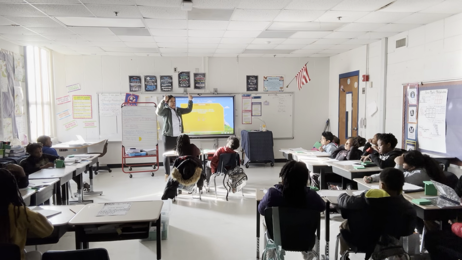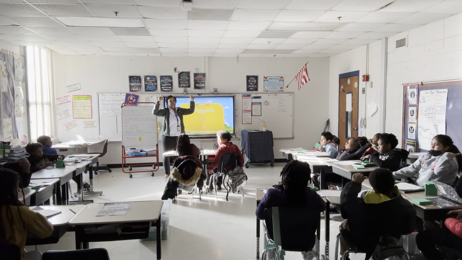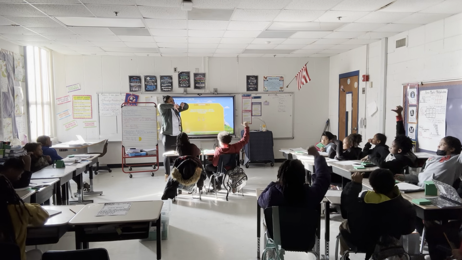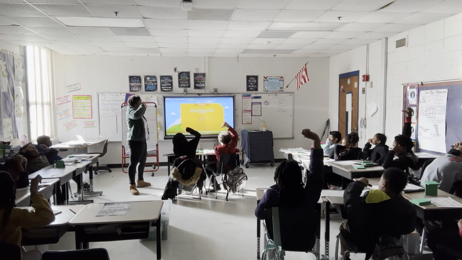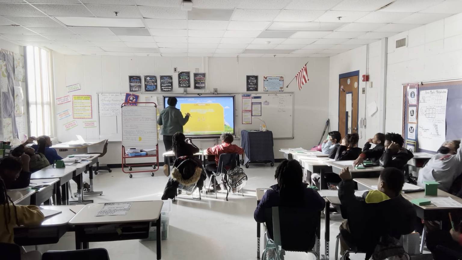Put your thumbs up if we can simplify 7 tenths. You believe that we can. Okay, put your thumbs down if we cannot simplify 7 tenths. Okay, so let's see what Sam is going to say about this.